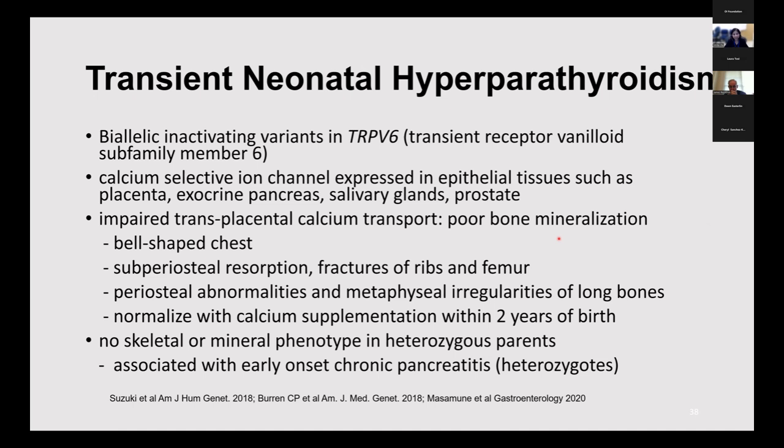So this is a transient condition, and these skeletal manifestations typically normalize with calcium supplementation within 2 years of birth. Again, this was only published in 2018, the first report was in 2018, so more work needs to be done. In the heterozygous state, there does not appear to be any skeletal or mineral phenotype in these patients. However, the heterozygous state has been reported to be associated with early onset chronic pancreatitis.